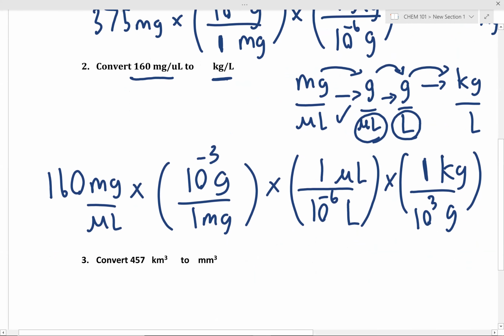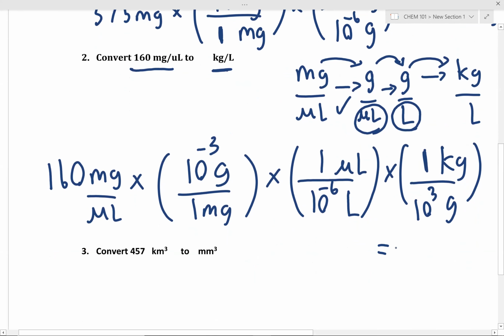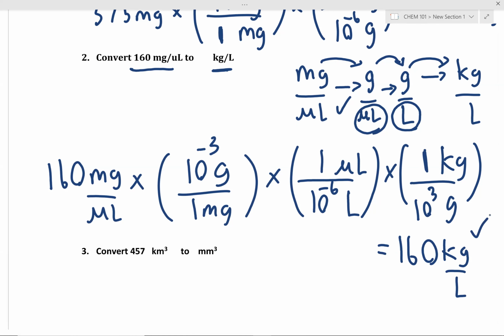So let's enter that in. So it's 160, and what are our final units? What are our final units? Kilogram per liter. Yeah, don't forget to put the units. Perfect. Any questions so far? Does this look familiar to our last lecture?